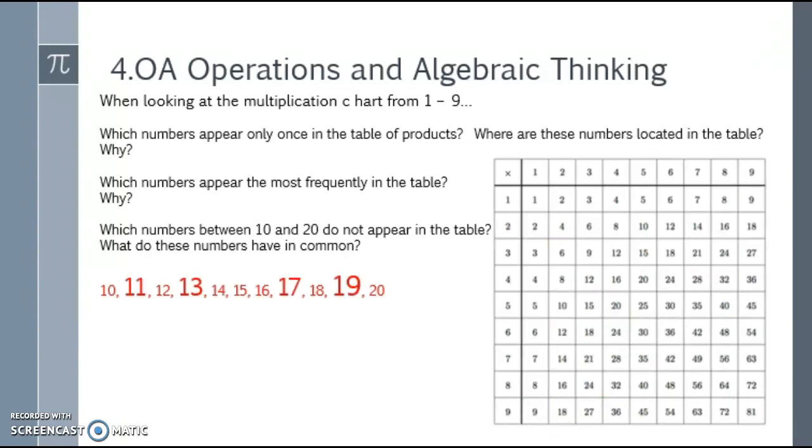Which numbers between 10 and 20 do not appear in the table? What do these numbers have in common? So I wrote all the numbers between 10 and 20, and I see the only numbers that do not appear are 11, 13, 17, and 19. These would be considered prime numbers, which means that 1 times 11 is 11, and 11 times 1 is 11, and I don't see 11 as an option, or 13, 17, or 19.